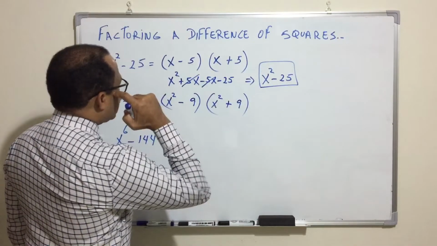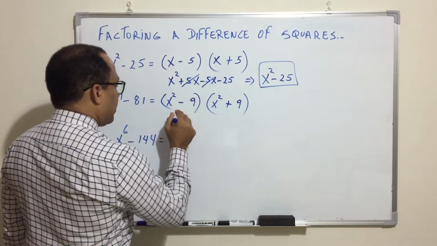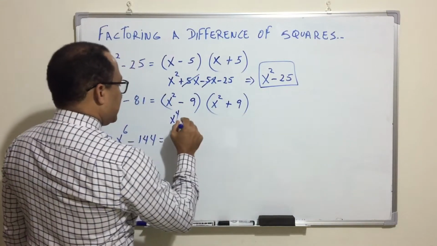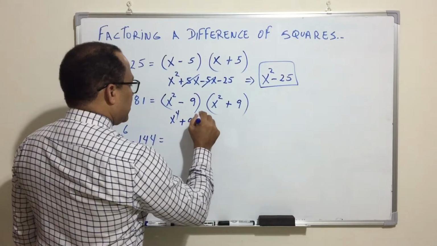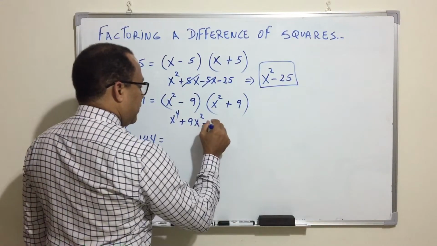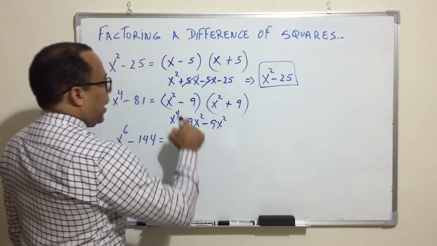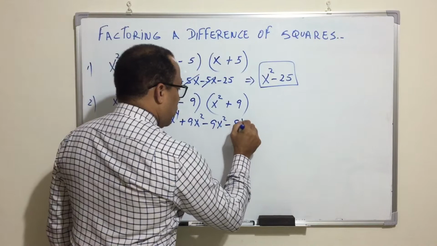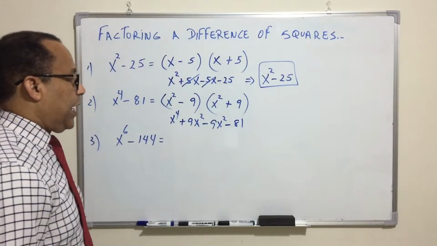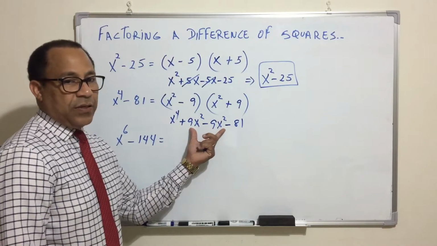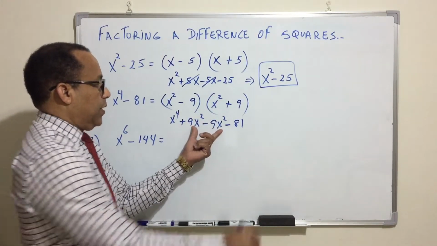X to the second times x to the second is x to the fourth. X to the second times 9 is positive 9x to the second power. Negative 9 times x to the second is negative 9x to the second power. And negative 9 times positive 9 is negative 81. Like terms, here they are. Always you will have like terms when multiplying this.